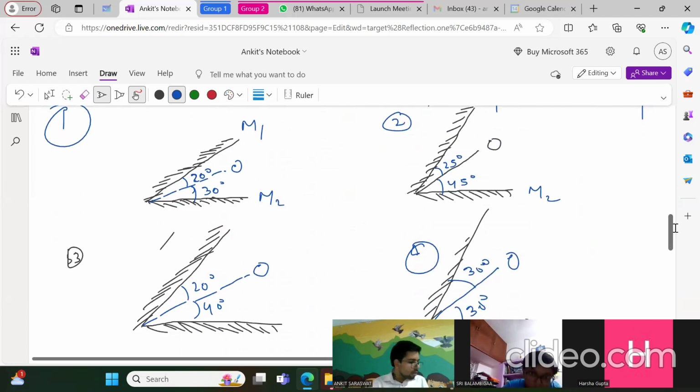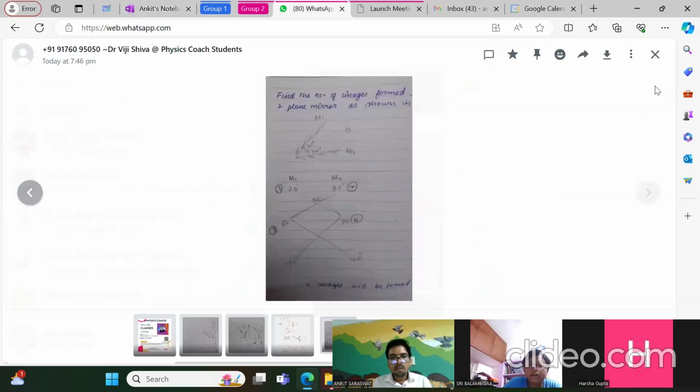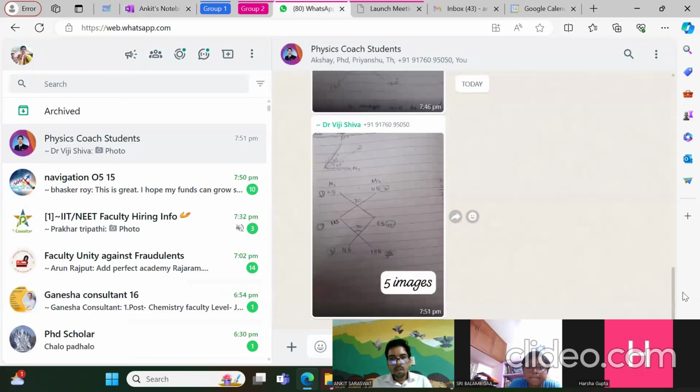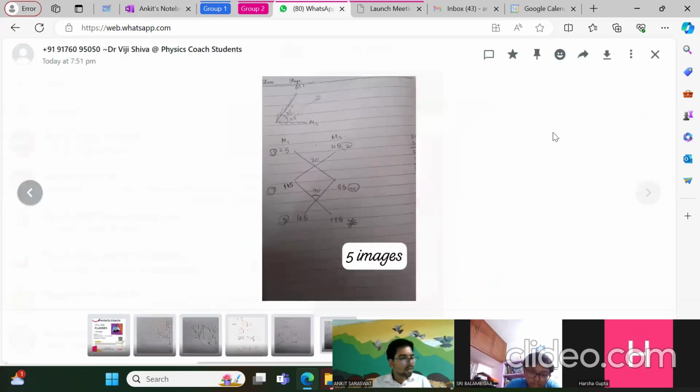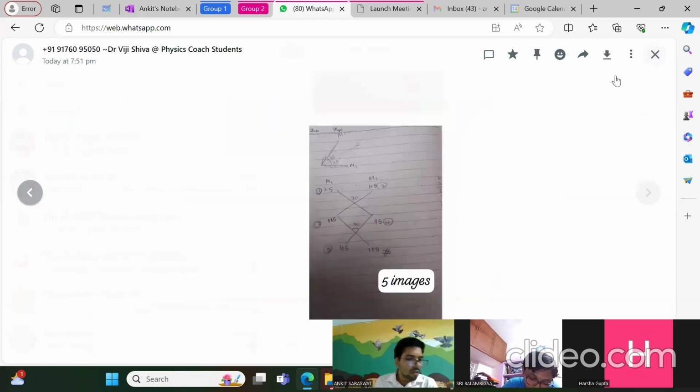For the third question we have solved. 25, 45. Okay, let me check. 25, 45. Yeah, right. Very right. Nice. Answer is coming 5 images. Very good. There is no overlapping.